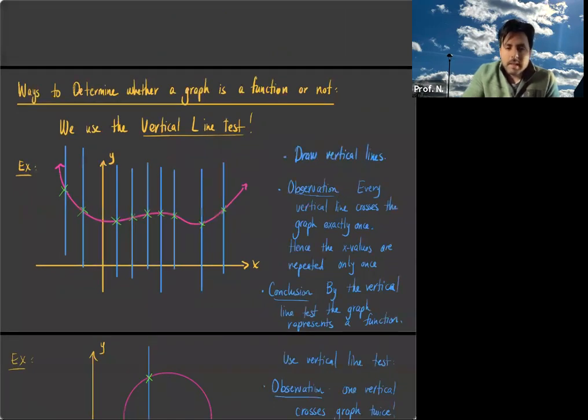The vertical line test, that is a way to determine whether a graph represents a function or not. So if you have vertical lines that are parallel to the y-axis and they only cross the graph once, then it means that it is a function, because for every one point of intersection, I only have one x value. And remember, x values cannot repeat.